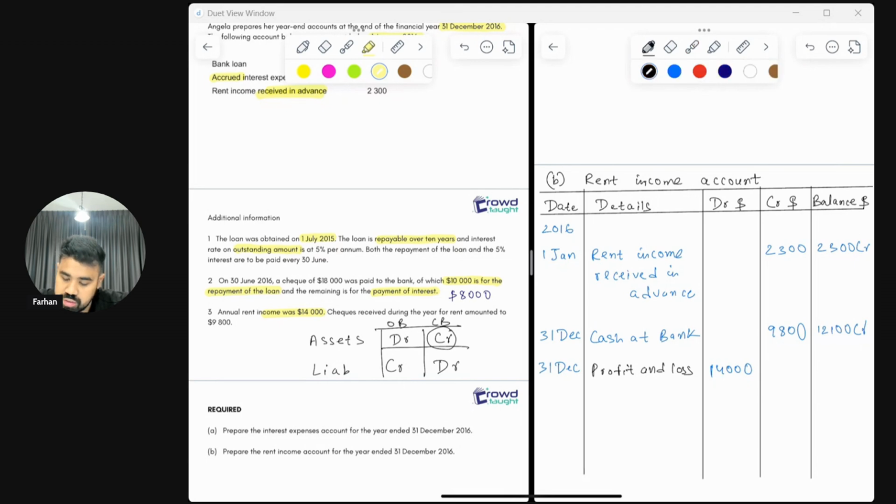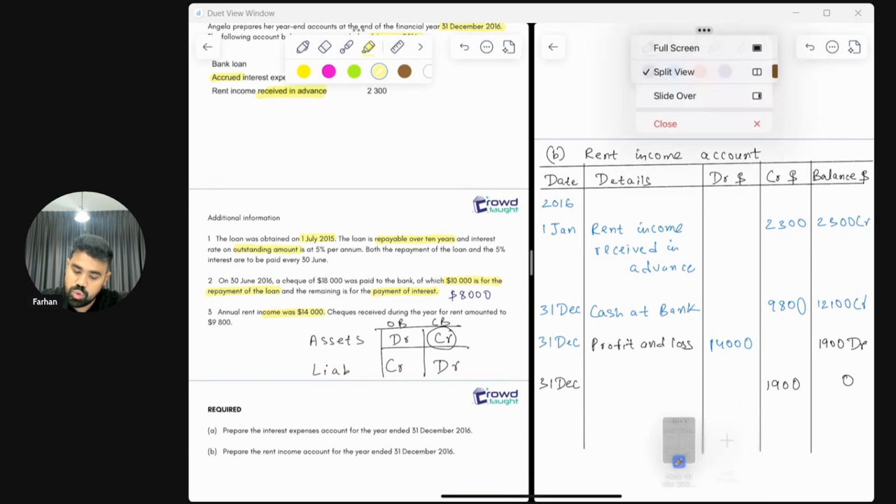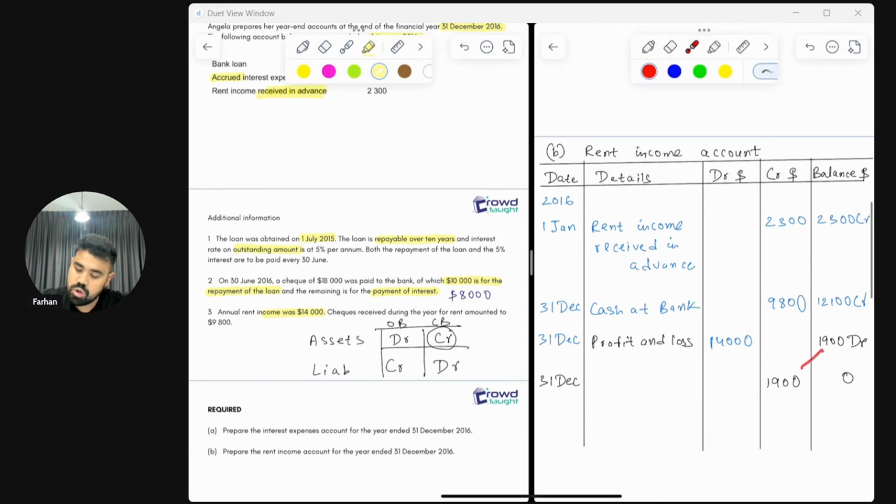So we obviously know that the final balance will have a debit. And what's the difference here? 14,000 minus 12,100, which is 1,900, okay? I believe I did the math correctly. Yes, 1,900. Now, we already know that this must have a zero balance at the end of the financial year. So how do we make sure it has a zero balance? Previously, we had a balance of 1,900 debit, which means now we need to have a balance of 1,900 on the credit side so that altogether this gets offset and we are left with a final balance of zero, okay?